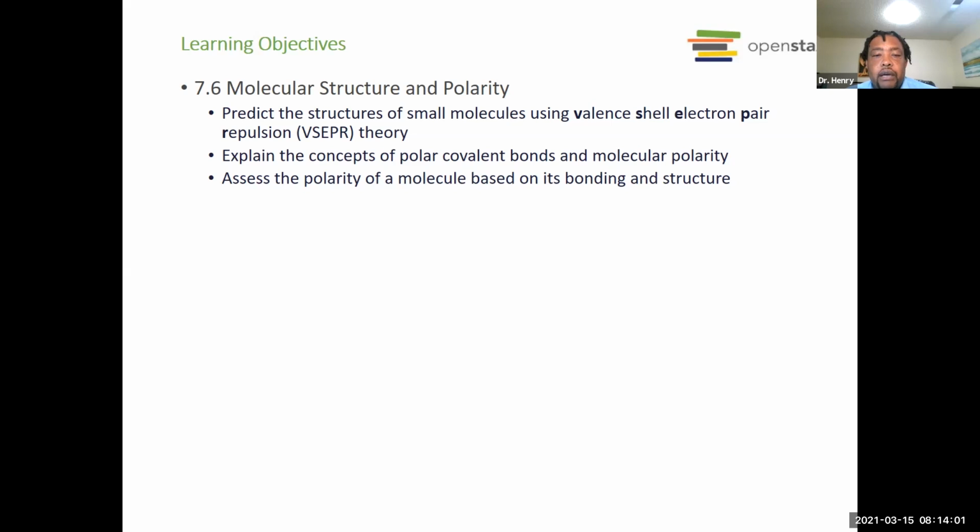So we're going to be talking about molecular structure and polarity. Okay, so we're going to focus a lot on the VSEPR theory, which is the valence shell electron pair repulsion theory, and we're also going to talk about bond polarity versus molecular polarity, because there's a distinction between the two. Okay.